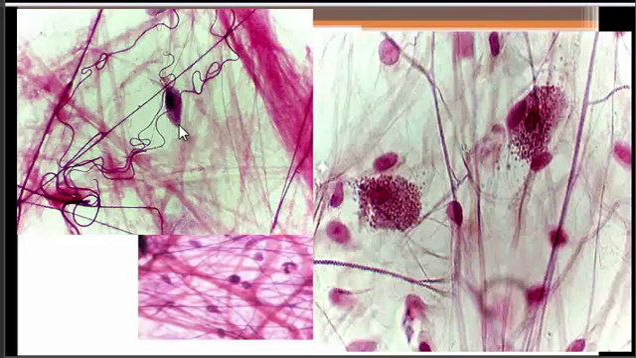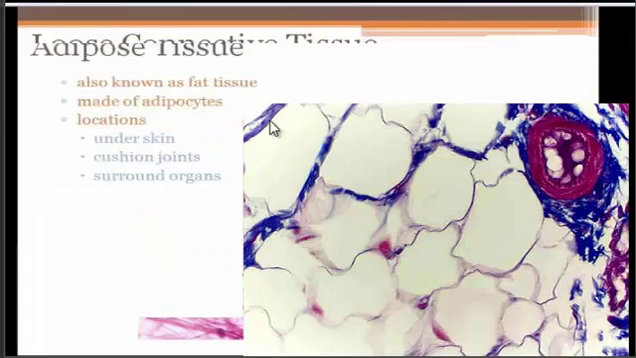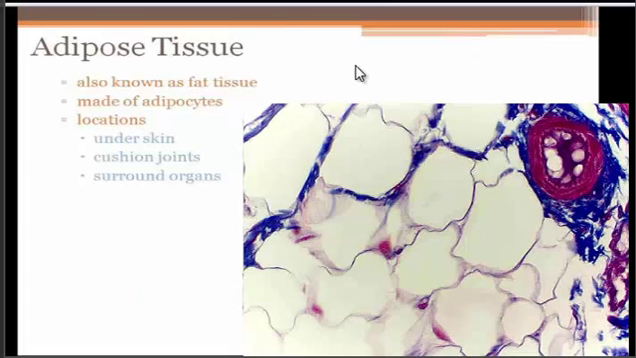Here's areolar connective tissue with the abundant collagen fibers, a fibroblast laying down elastic fibers and collagen, and the white area of each slide would be made up of hyaluronic acid, the GAG, that comes together as the cell glue that holds it in place.